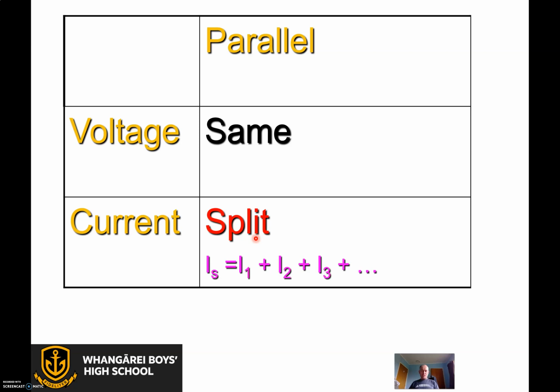The current in parallel is split, which means that the supply current is equal to the current through the first branch plus the current through the second branch plus the current through the third branch, and so on. And they all add up to make the current that goes through the supply. The voltage is simpler. In a parallel circuit, the supply voltage is the same as the voltage across 1, which is the same as the voltage across 2, which is the same as the voltage across 3, which we'll just call the voltage V for the whole circuit.